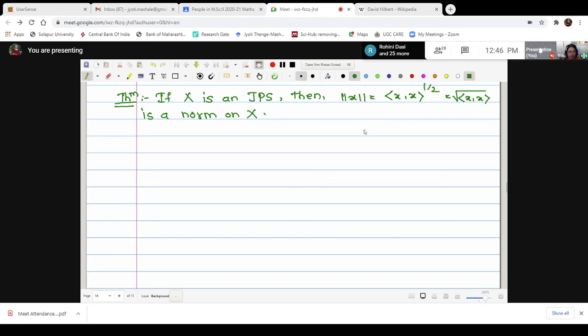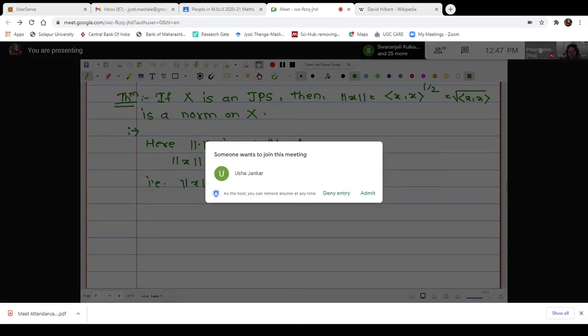Now we want to prove that this is a norm. If I want to prove that this is a norm, what should one do? One should verify all the 4 properties of the norm. Here the norm is defined as: norm of x is equal to inner product of x with x, raised to half. That is, one can say norm square of x is equal to inner product of x with x.